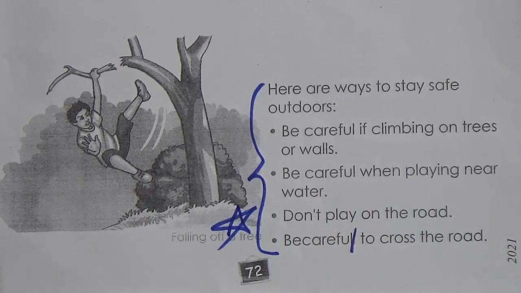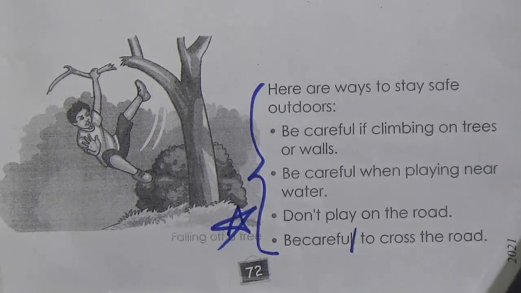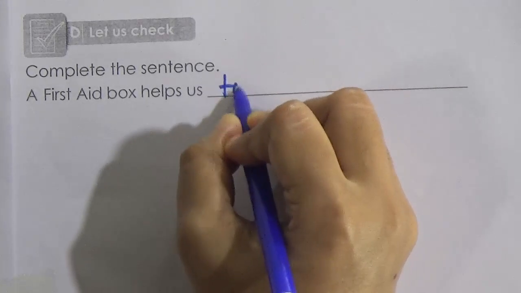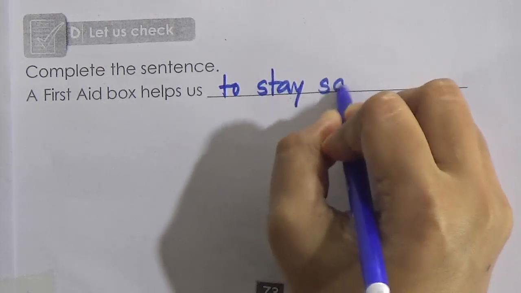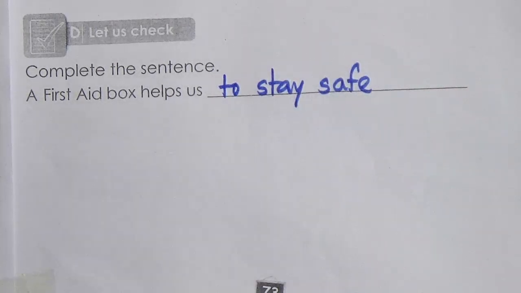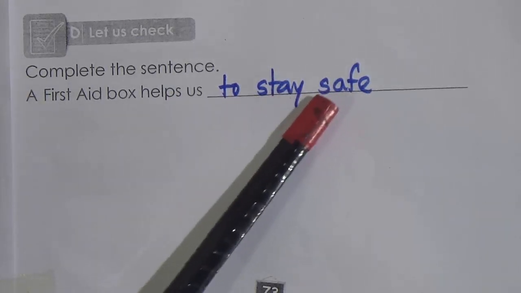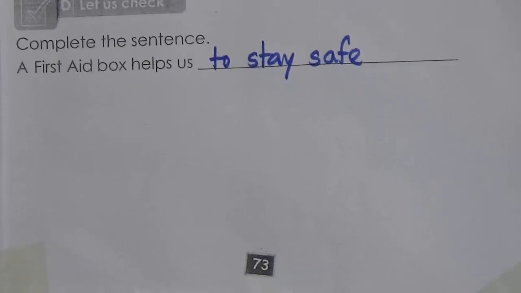Now we will go to our next page. We will do this one. Now look, section D. Okay, a first aid box help us. A first aid box help us. How? A first aid box help us to, we can write here stay safe, or you can write anything else, to stay safe, or you can also write a first aid box help us to provide medical treatment.